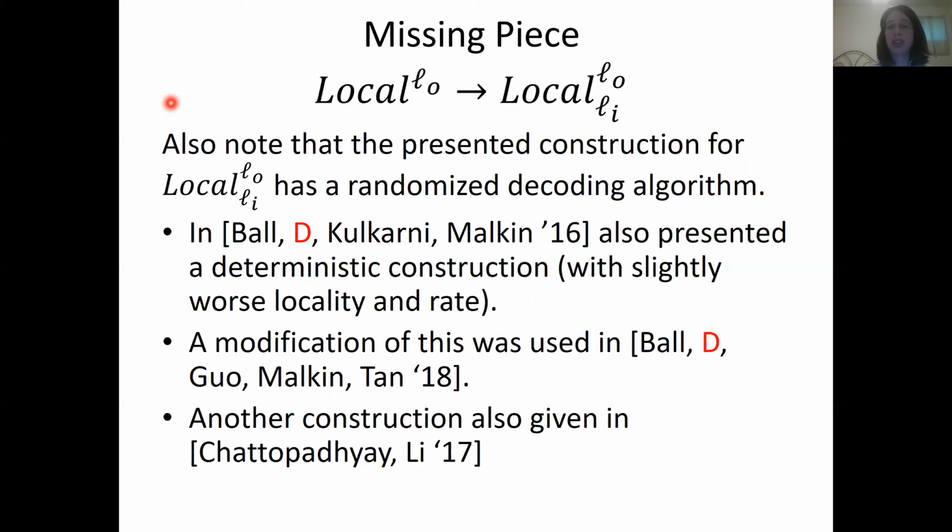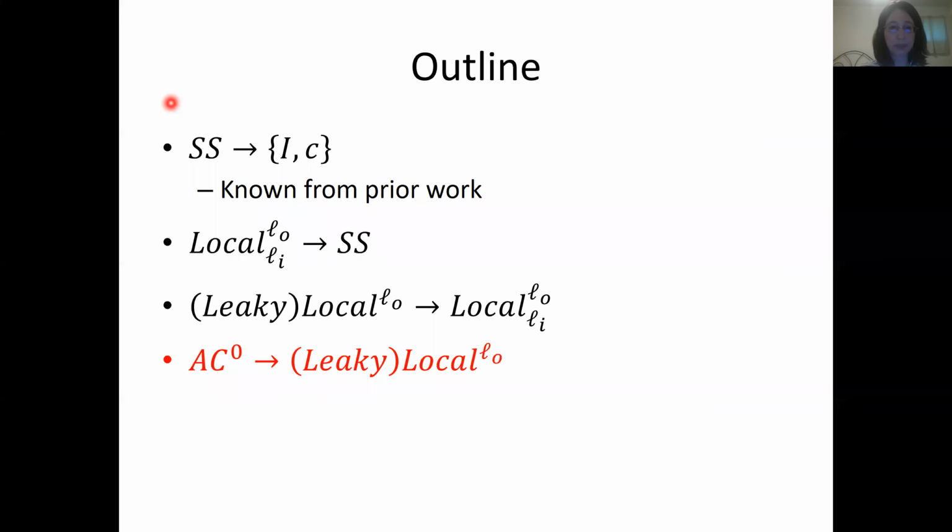I also want to mention that the construction that I presented has a randomized decode algorithm. So the green positions are chosen at random. They're different each time you run decode. But you can also get rid of that assumption as well. The original work, as well as other works, were able to get deterministic constructions for output local tampering.